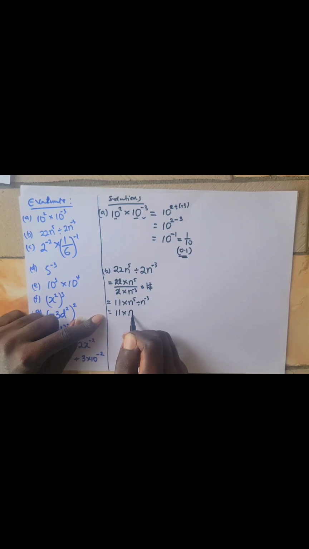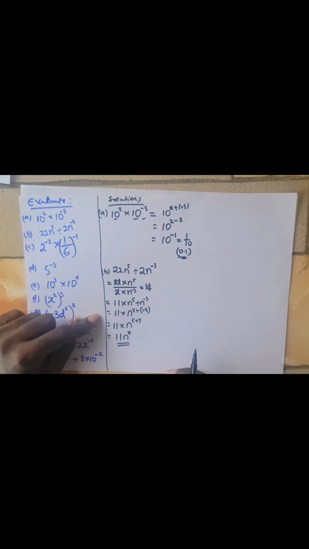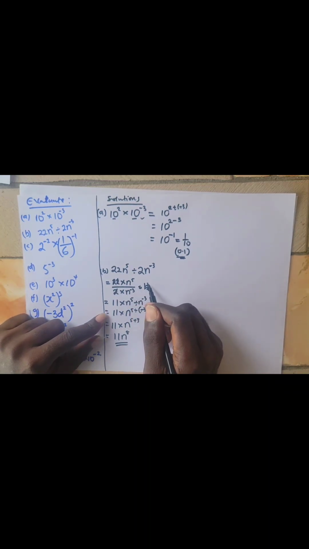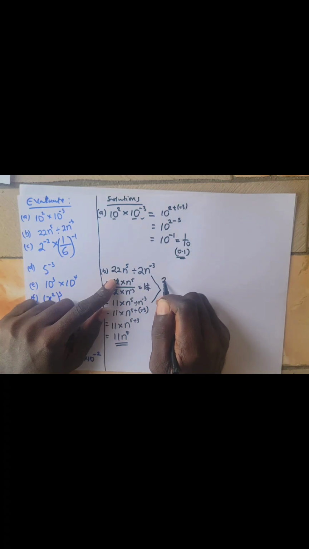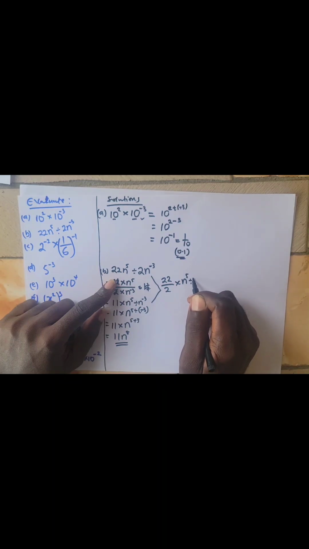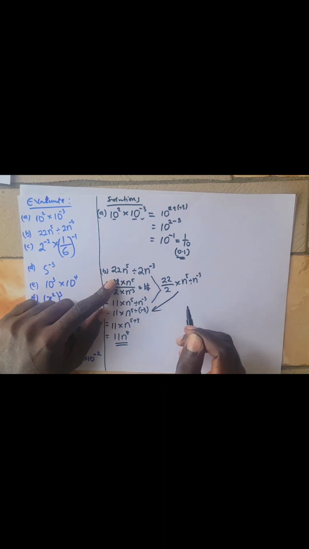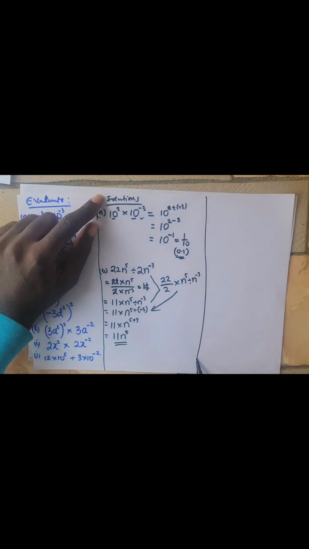This is what you have. 11 times n raised to the power of 5. This division is minus. The 3 itself is negative. It's 11 times n raised to the power, minus times minus is plus, 5 plus 3. This is 11 n raised to the power 8. So you can cut some steps short here. From here, you can easily write that it is 22 over 2 times n raised to the power 5 divided by n raised to the power minus 3. It's easier that way, so that you can get to what we have faster.